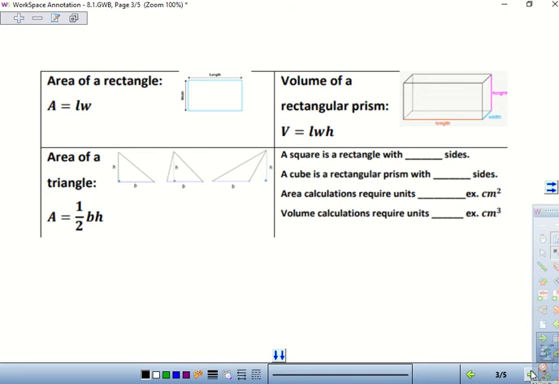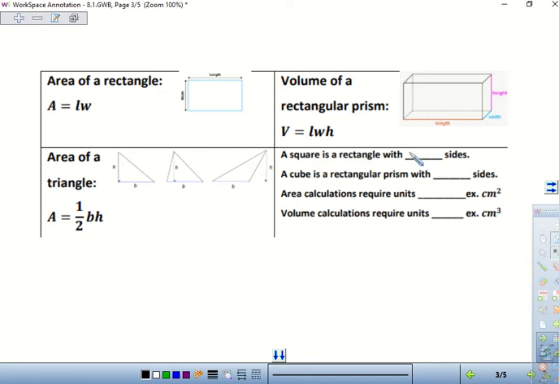So these are the formulas we're going to be looking at today. We have area of a rectangle, which is length times width. We have volume of a rectangular prism, which is length times width times height. And we have area of a triangle, which is 1/2 base times the height. As you can see, height can be represented inside, on the side, or on the outside of the triangle, so just be aware that it can be several different ways based on the triangle you have.